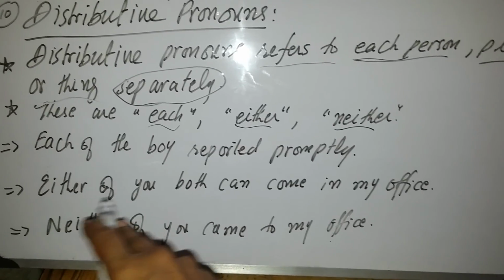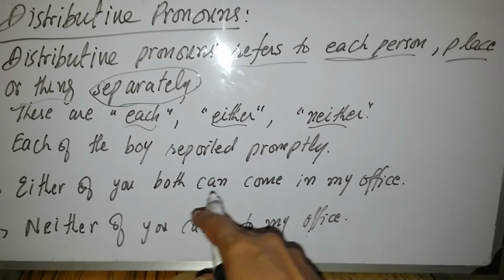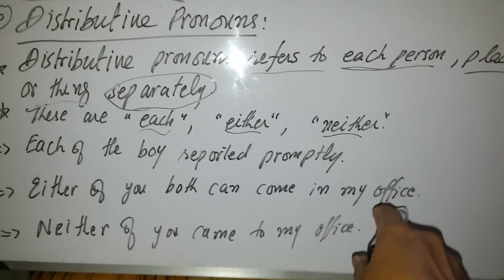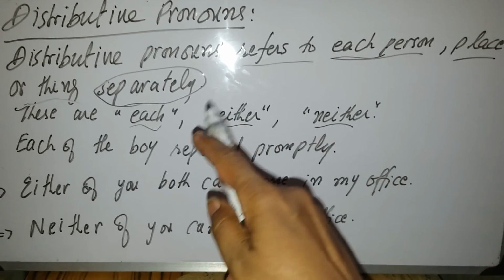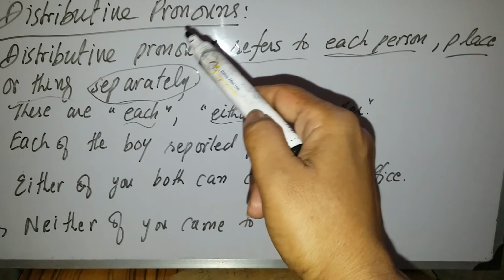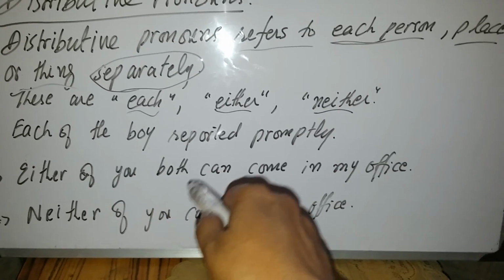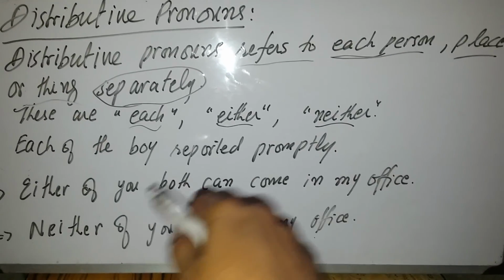Now, either of you both can come to my office. It means if two persons are standing in front of you, you are talking to those people and you are saying that either of you both can come to my office.